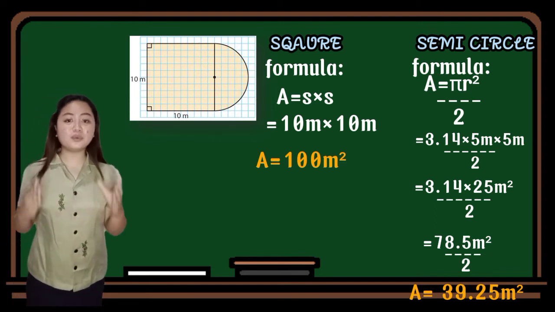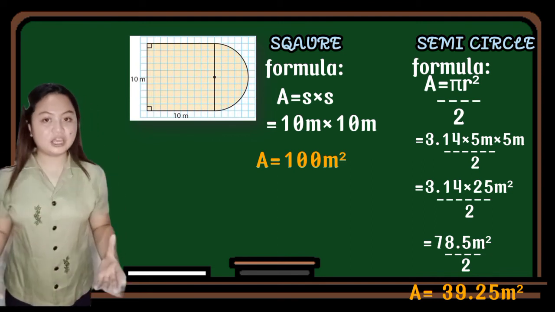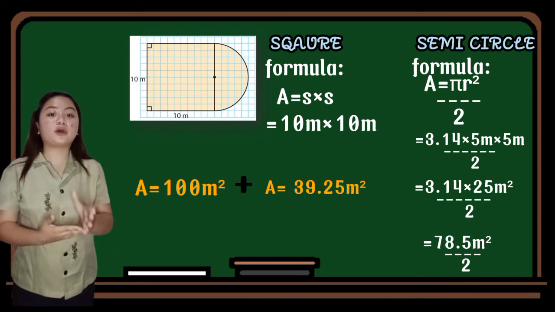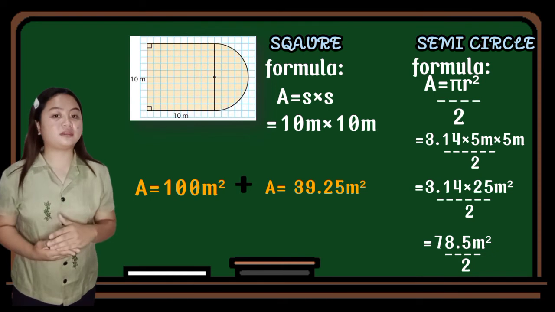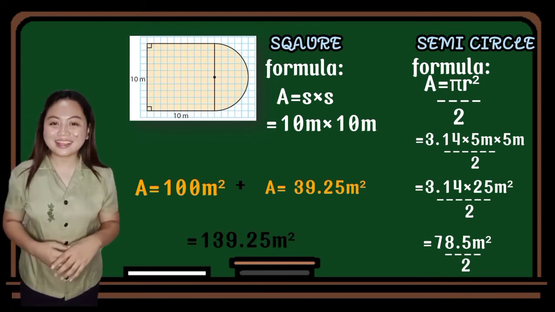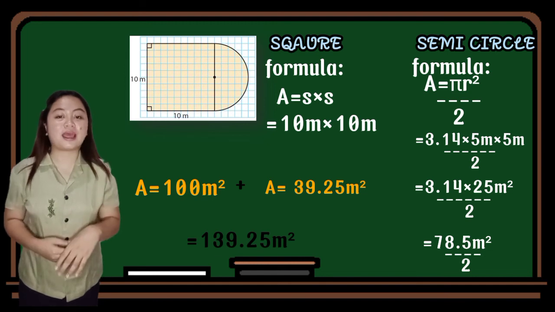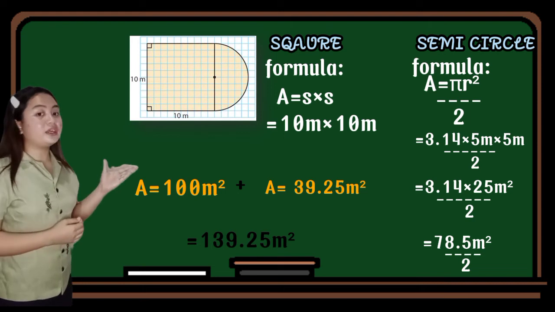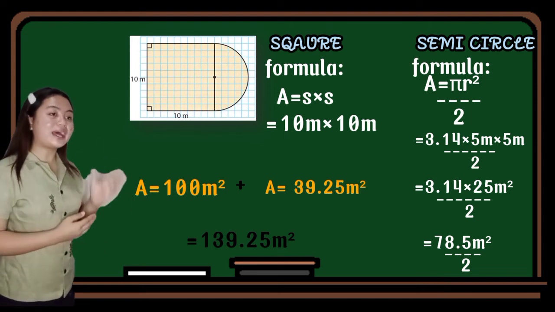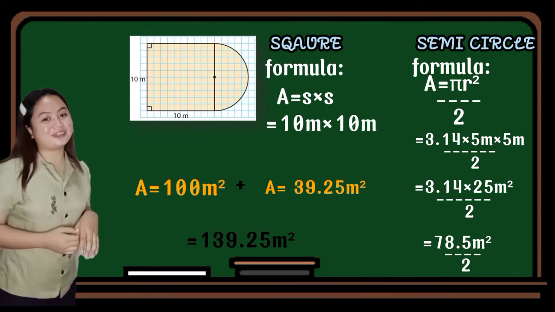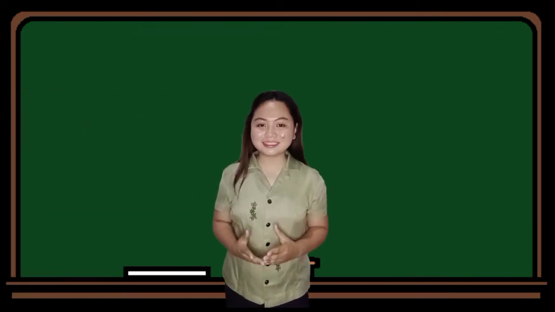Very good. So again, we are going to add the areas. So 100 square meters plus 39.25 square meters is equal to, answer, 139.25 square meters. So the area of this figure is 139.25 square meters. Any question, class?